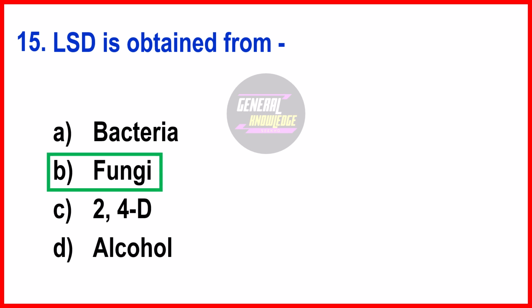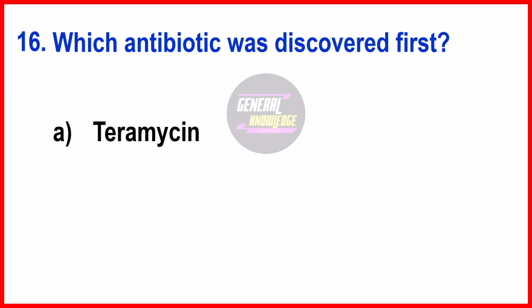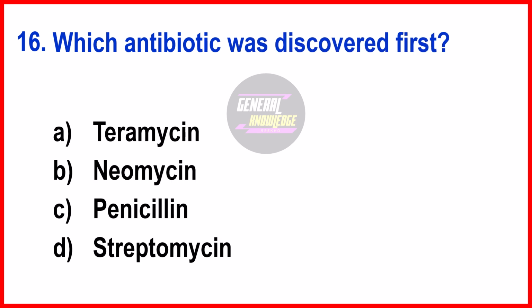Lysergic acid diethylamide is a semi-synthetic hallucinogenic drug derived from ergot, a fungus that grows on certain grains like rye. Which antibiotic was discovered first? The right answer is option C, penicillin.